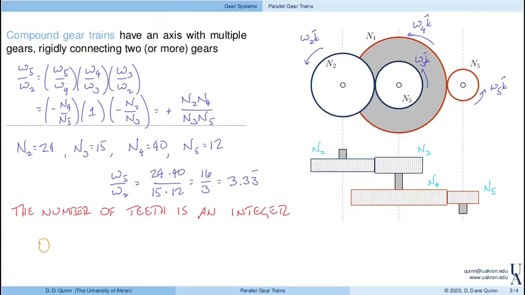So only rational speed ratios are possible. So you could not, for example, have a speed ratio of pi, right? Pi is an irrational number. You couldn't have a speed ratio of square root of 2. That's an irrational number. Now, I can have a speed ratio of 1/7, but it has to be expressed as the ratio of integers, or a rational number.